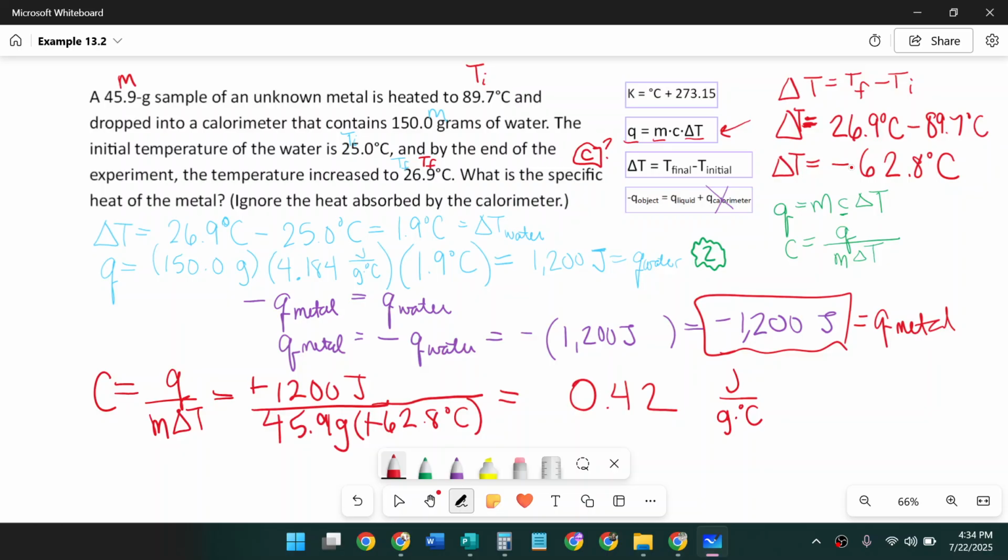And did that answer our question? What is the specific heat of the metal? Yes. This is C, and it's the specific heat. In fact, I probably should have written C of metal here instead of just a plain C. All right.